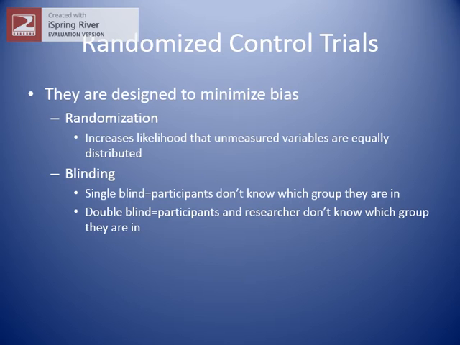Single blind is when the participants don't know which group they're in. It's really hard to do for physical activity studies because people know if they're exercising or not. But whenever possible, for sure with like a drug trial, you would want to blind the participants. Double blind is even better. The participants don't know which group they're in, and the researcher doesn't know which group they're in.